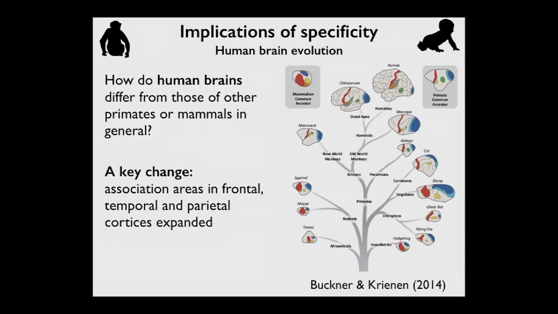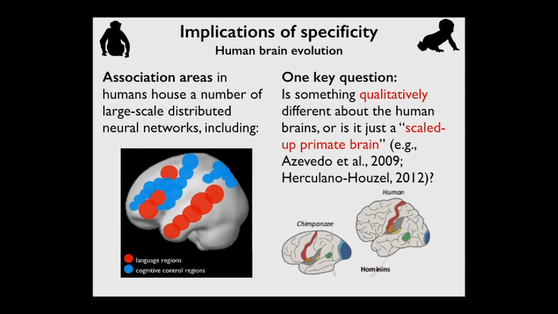So what changed in our brains that allowed for the emergence of this system? One thing that changed is that our association cortex is expanded.